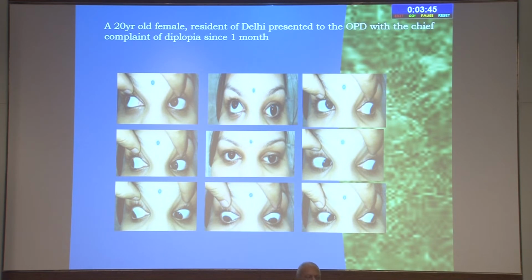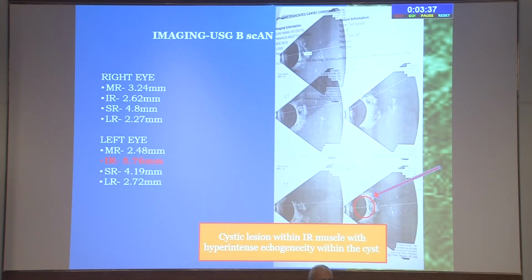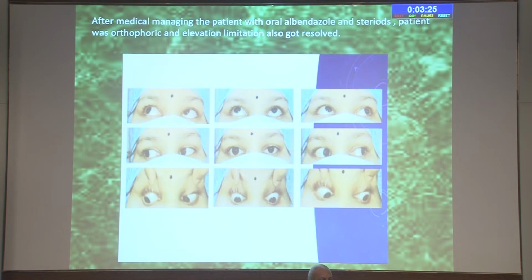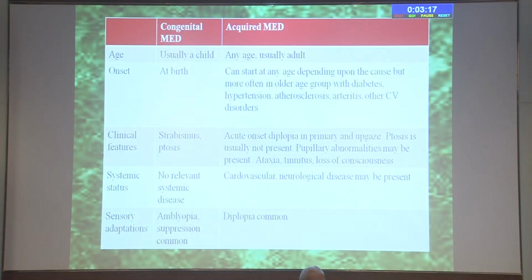Another patient, a 20-year-old female resident of Delhi, presented with chief complaint of diplopia since 1 month. On imaging, it was found to be a case of cysticercosis with cystic lesion in the inferior rectus muscle. This is the MRI. After medically managing the patient with oral albendazole and steroids, the patient was orthophoric, and elevation limitation also got resolved.